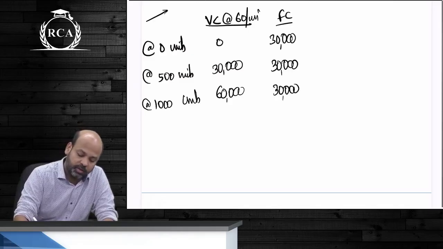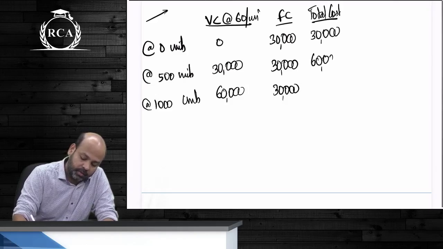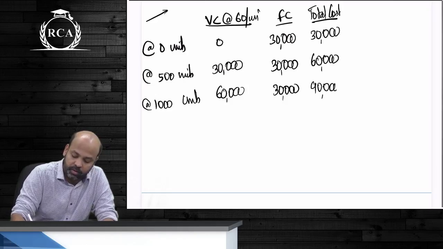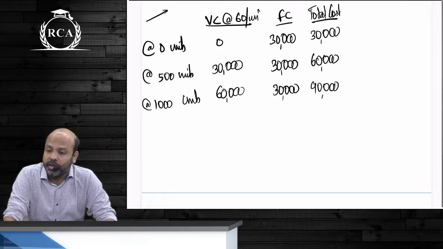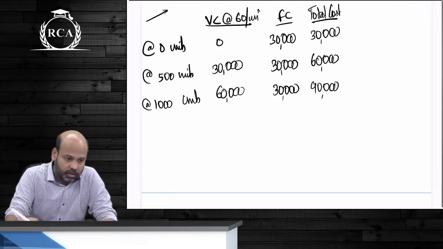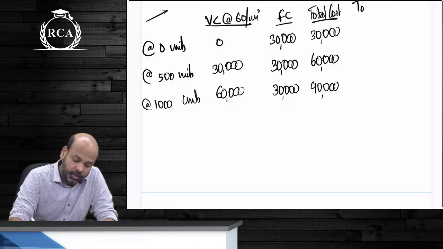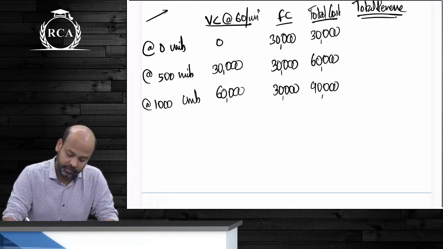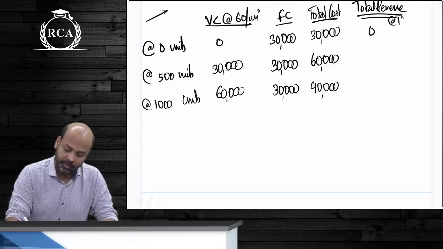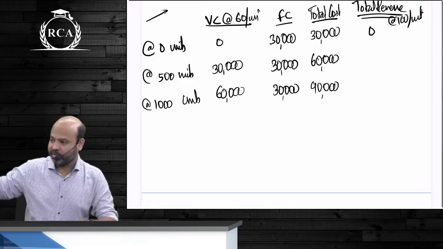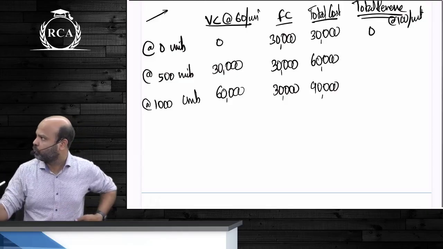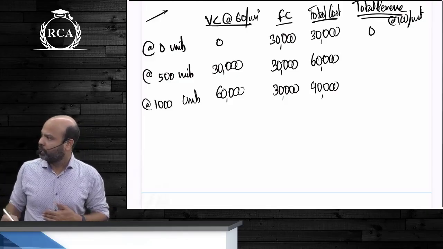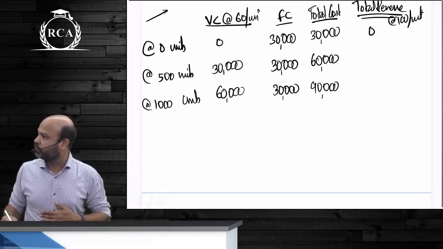Your total cost beta will be 30,000, 60,000, and 90,000. This will be the amount of total cost. Total revenue, guys, is how much per unit? 100 rupees per unit. How much will be your total revenue, guys, at all of these levels? 0, and I'm writing here 100. I don't need 3 volume levels. It's just for your understanding, guys. Any 2 volume levels are sufficient, guys.